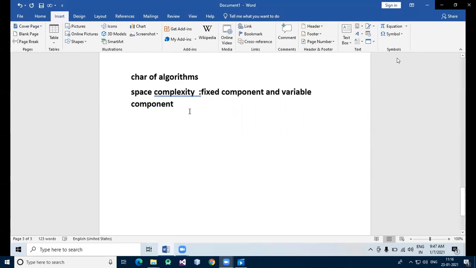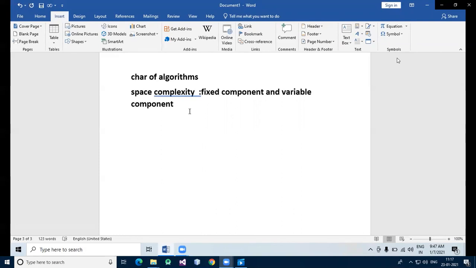Space complexity of an algorithm is the amount of memory it needs to run to completion, that is, from the starting point of execution to its termination.